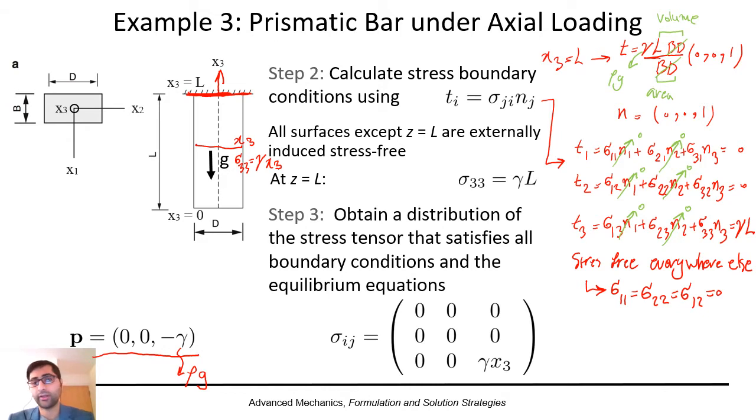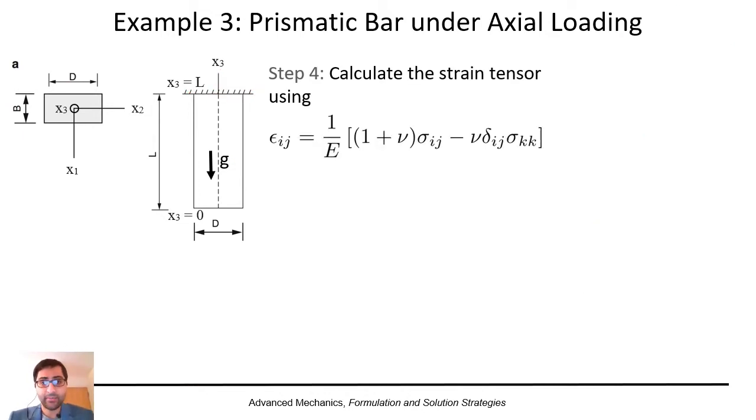So one good guess for the stress tensor can be one with all of the elements being 0 except for sigma 3,3 as gamma x3. So basically you have to guess it yourself here based on the condition, and a good guess that satisfies all of the boundary conditions simplifies our solution a lot. Okay, now we have a valid stress tensor. The next step is calculating the strain tensor using Hooke's law.